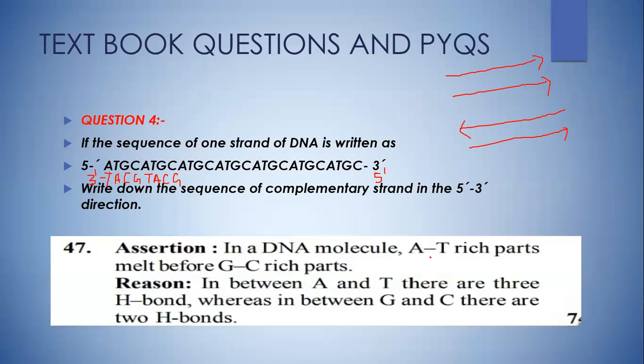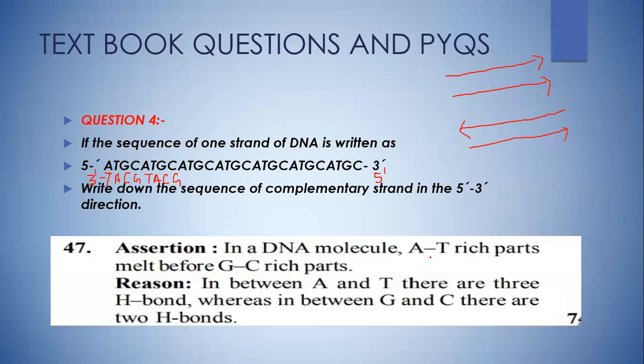Yes, why so? Because we know that A pairs with T. How many hydrogen bonds are there? There are 2 hydrogen bonds between A and T. And if I'm talking about GC, G pairs with C. How many hydrogen bonds are there between G and C? 3 hydrogen bonds are there.